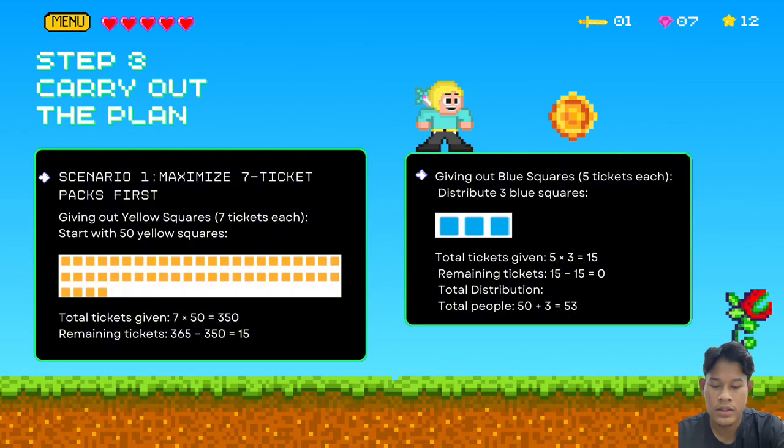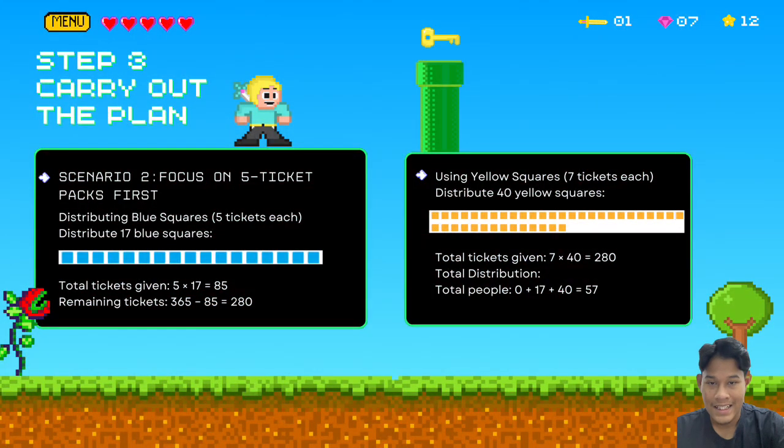So the next step is we give out blue squares, which is 5 tickets each. We know that the remaining tickets is 15, so we need to distribute 3 blue squares, where 1 blue square contains 5 tickets. So here we can see the total tickets given is 15. So the remaining tickets is 0. So the total distribution is 50 plus 3 equals 53 people.